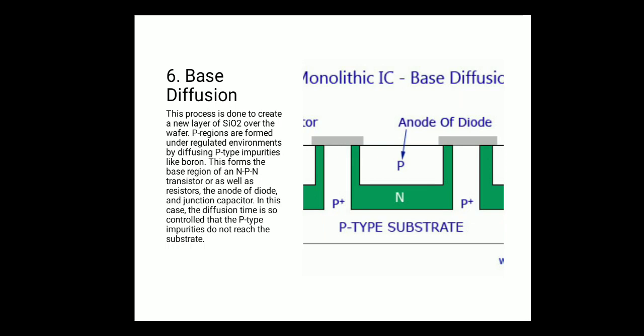Okay, the next one is the base diffusion. A new layer of SiO2 is grown over the entire surface and a new pattern of windows is formed using photolithographic technique. This diffusion is used to form the base region of the transistor, resistor or any other elements we use. For this region we use p-type impurities such as boron. These are diffused into this P plus region, here shown as the impurities diffused to form the base diffusion.